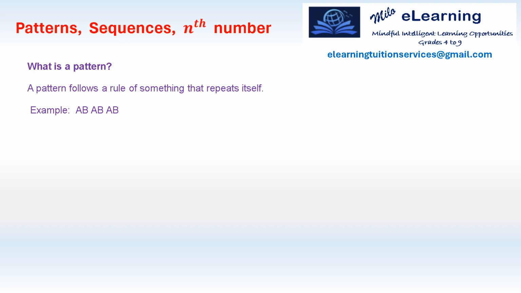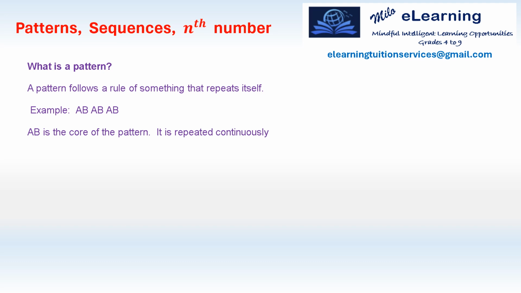So if we look at the example AB, now you could see AB, the initial one, is the core pattern, and it is continuously repeating itself by the same alphabets, A and then B, A and then B. So the rule is AB is repeating itself in order, AB, AB.